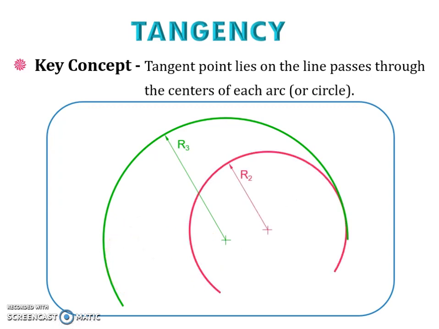Next, there will be another example. You can see the point of tangency is on the line that touches the center of both of the arcs. The most important thing that you have to know is this point that touches here. If we put the lines over here, it's supposed to be 90 degrees to the center of the arc. Okay, let's see the example.